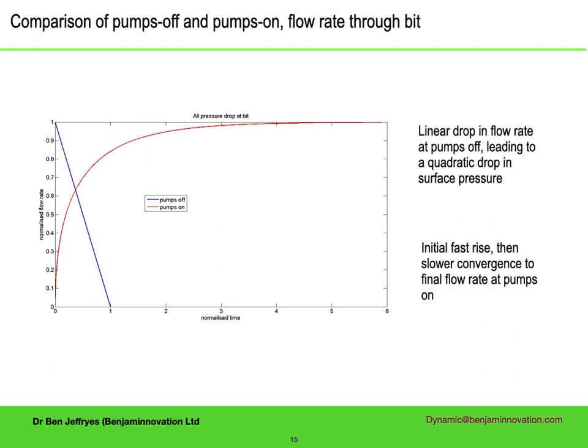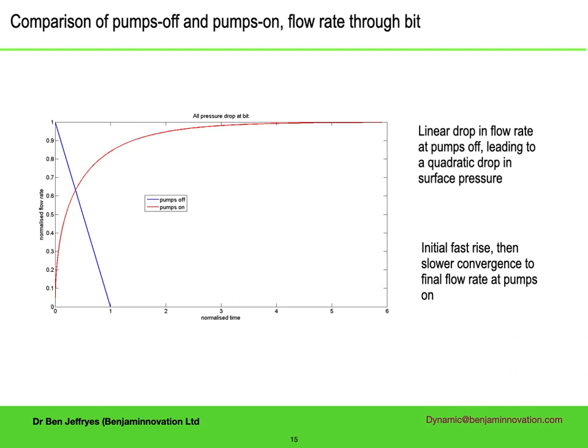And here is the solution comparing pumps off and pumps on, looking at flow rate through the bit, assuming that all the pressure drop is at the bit. The time is normalized to the time it takes for the flow rate to drop to 0 for pumps off, which is the characteristic time of the system.